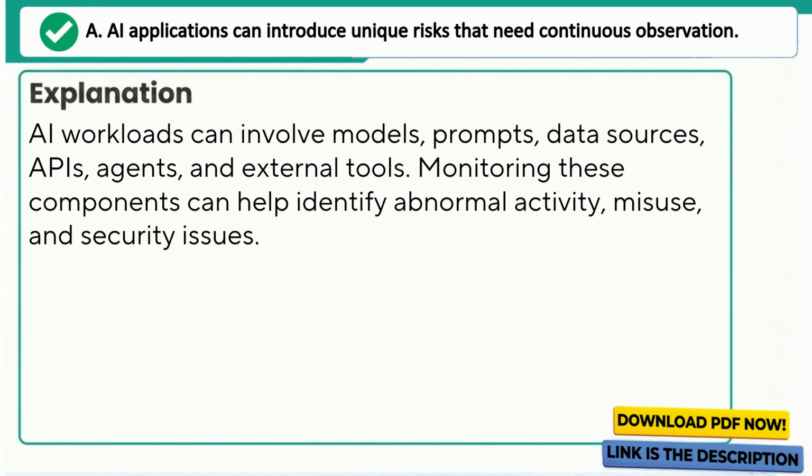Correct answer. A. AI applications can introduce unique risks that need continuous observation. Explanation. AI workloads can involve models, prompts, data sources, APIs, agents, and external tools. Monitoring these components can help identify abnormal activity, misuse, and security issues.